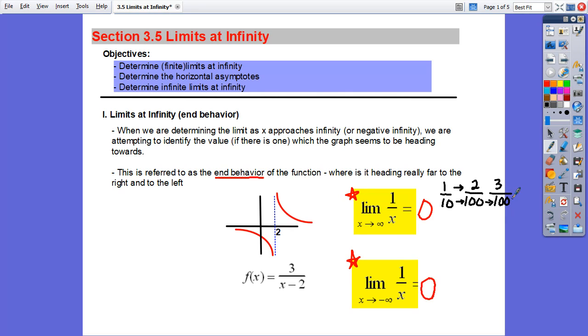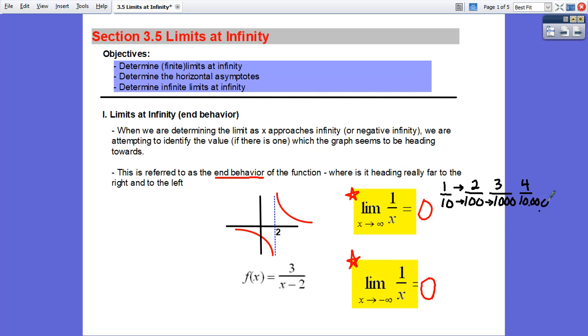But what you'll notice here is if you plug these into your calculator, or if you do these in your head, the question is what value are we approaching? So as we do all of these, like 1 over 10, let's do the decimal representation of this. So 1/10 would be 0.1. Okay, but now if you do 2 100ths, then what you get is 0.02.